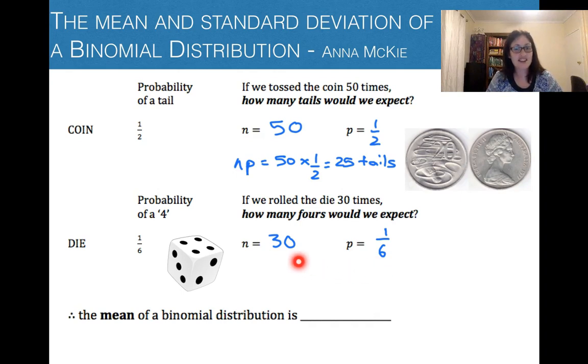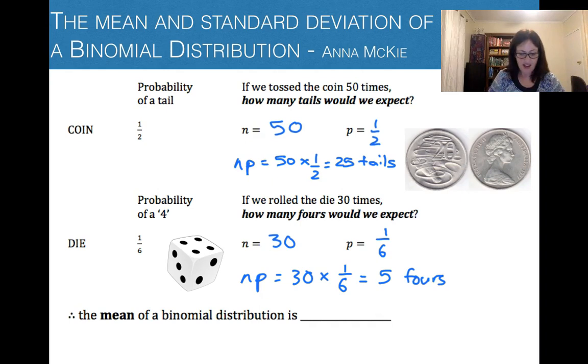So if you rolled that die 30 times, how many 4s might you expect? Well, 1/6 of the time, so 5 4s. And the way you did that is you multiplied 30 by 1/6. So to work out our expected value in that sense, which connects to other parts of the topic that we've talked about in the past, we multiply n by p to get 5 4s. That's how many we would expect.